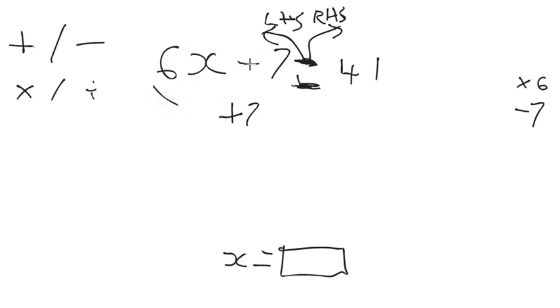Alright, so 6x minus 7 plus 7 is going to give us 6x. The reason it gives us 6x, it's not going to be 13x, because 6 and 7 is 30, we can't do that.